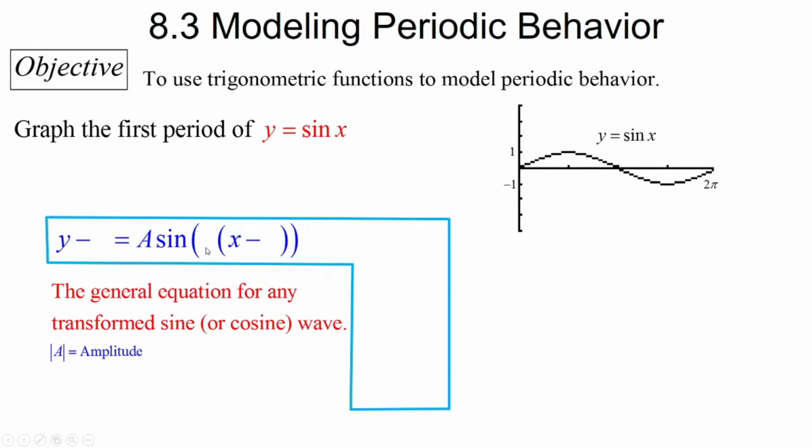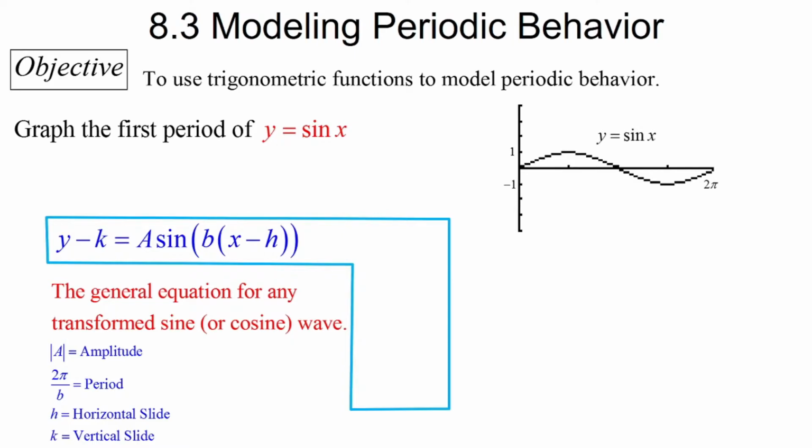Okay? And then we're going to multiply the x by a B. All right? And an important thing about this B right here is 2 pi divided by B is the period of our function. All right? And then we do a horizontal translation, x minus h, and that's a horizontal slide. So h represents a horizontal translation or slide. And then y minus k, this k represents a vertical translation or slide. K equals a vertical slide.